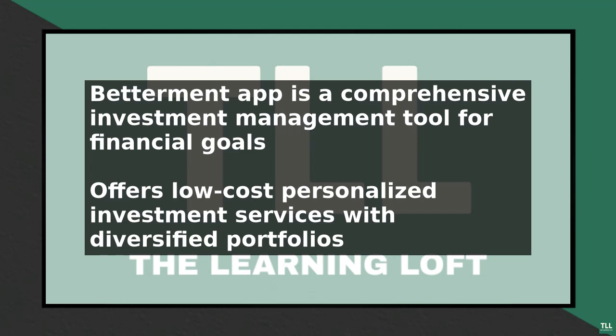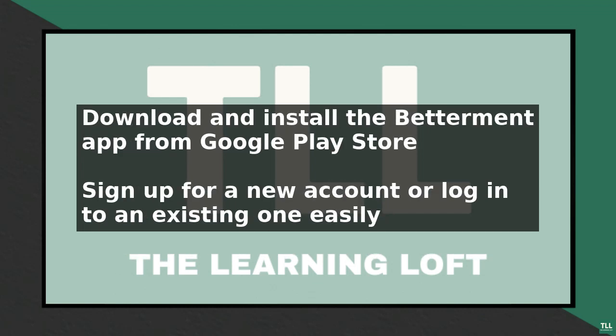To get started, you need to download and install the Betterment app from the Google Play Store. Once installed, you can sign up for a new account or log in to an existing one. The app will guide you through a series of questions to determine your investment goals, risk tolerance, and time horizon.